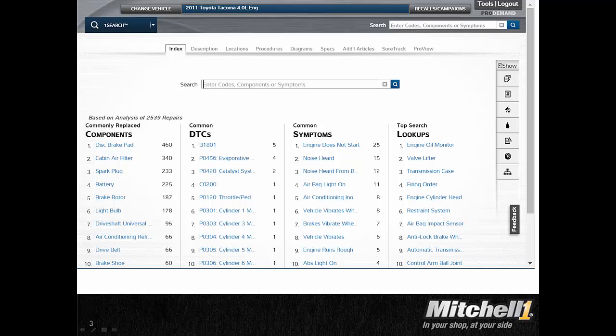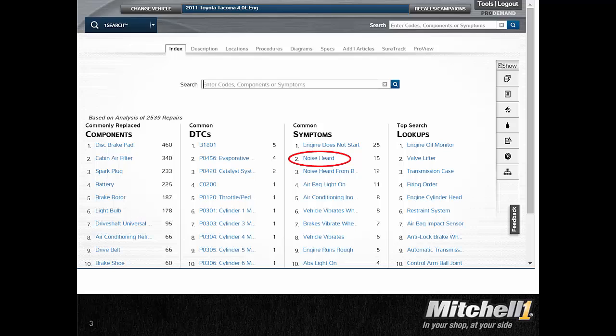And then the next column over tells you the most common diagnostic trouble codes that are ever reported for this car. The next column over is common symptoms. And then the final column is actually just what is looked up in ProDemand most frequently. There's a very good chance, since these are the common things, that the reason your car is in the bay may be represented here, and you can just do a quick glance.